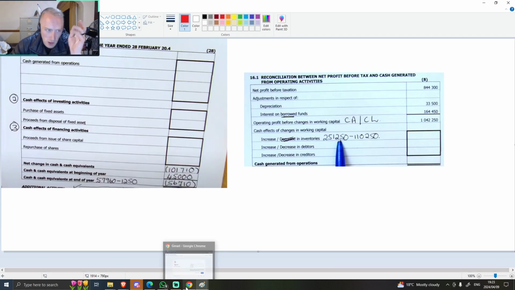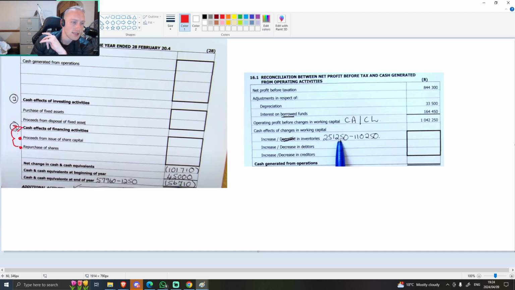In 3.28 and 3.27, I think the one before that was not 27. I think we did 3.28, and before that 3.26. We were working out this thing over here: proceeds from issue of share capital and repurchase of shares. And those things help us to calculate the cash effects of financing activities. We are now not looking at the cash effects of financing activities, but the cash effects of operating activities.